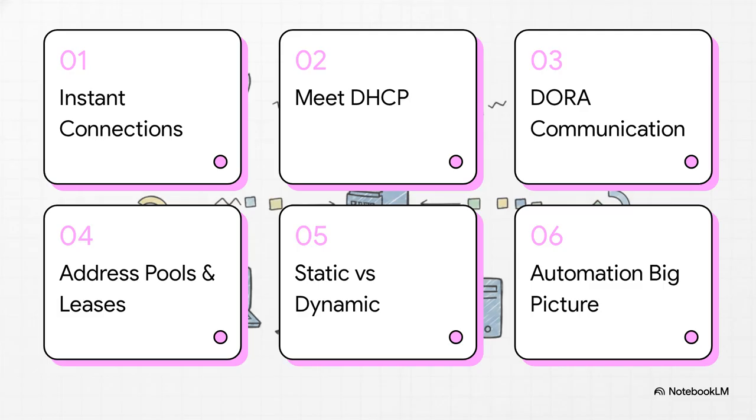We're going to break this invisible magic down into bite-sized, logical pieces. 1. The instant connection mystery. 2. Meet DHCP, the receptionist. 3. The DORA communication flow. 4. Address pools and leases. 5. Static versus dynamic addresses. And finally, 6. The big picture of automation.